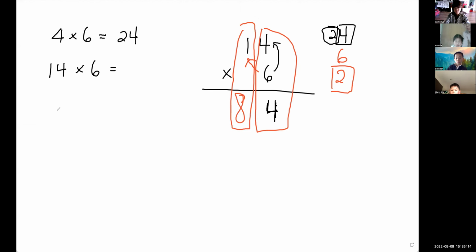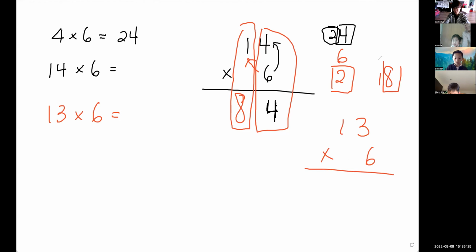Okay, so let's take a look at 13 times 6. 13 times 6. So 3 times 6 equals 18. In 18, 8 is the unit place. So we'll put the unit place here and 1 over there. But actually, it is not a 1, it's a 10. So 1 times 6 equals 6. So 6 plus 1 equals 7. So the answer is 78.